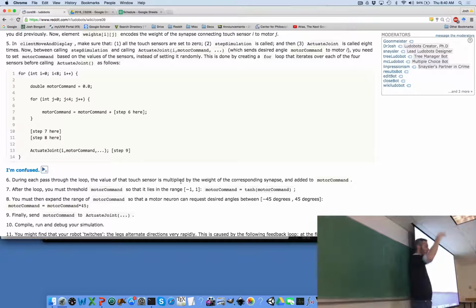And then you have, at the moment, actuate joint after that point, right? So this code is going to go between step simulation and actuate the joints, because step simulation has to set the sensors first before we can propagate the values of the sensors down to the motors. Once we've done that, now we're using our actuate joint. Then we draw all the objects in the scene, go back to the top, clear the sensors, update the physics, set the sensors, update the neural network, update the motors, draw the scene, and around and around and around you go. Make sense? Okay. All right.